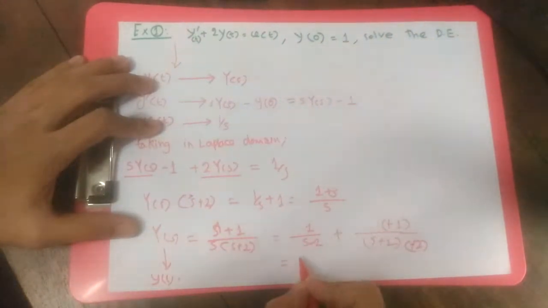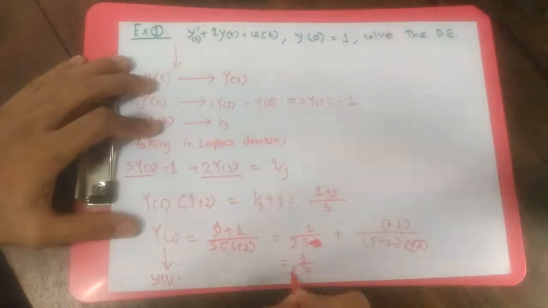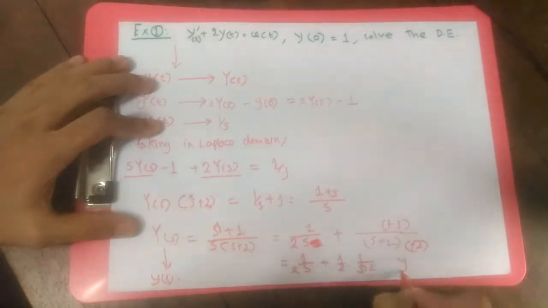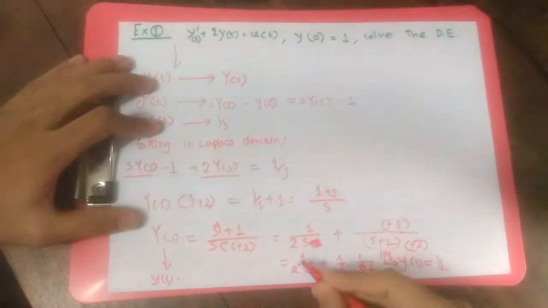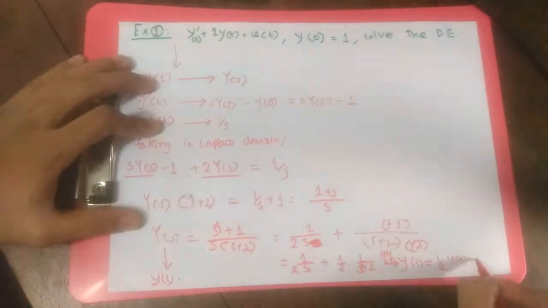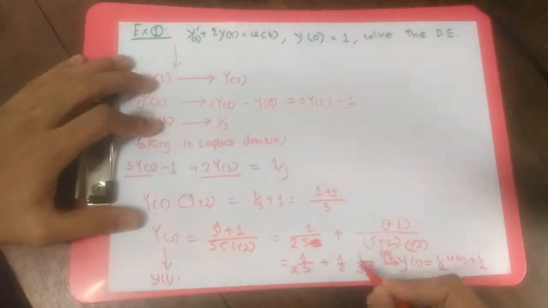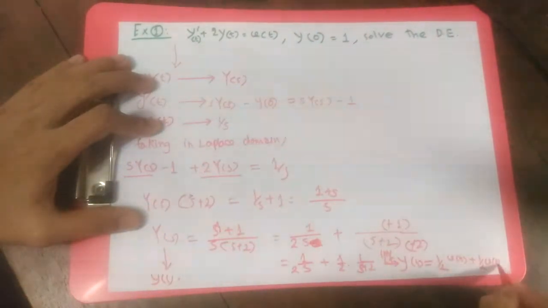So that's how we get 1 by 2 times 1 by s plus 1 by 2 times 1 by s plus 2. Right now we can do inverse Laplace transformation, and it is going to be 1 by 2 times the inverse Laplace of 1 by s, which is u of t, plus 1 by 2 times the inverse Laplace transformation of 1 by s plus 2, which is u of t e to the power minus 2t.